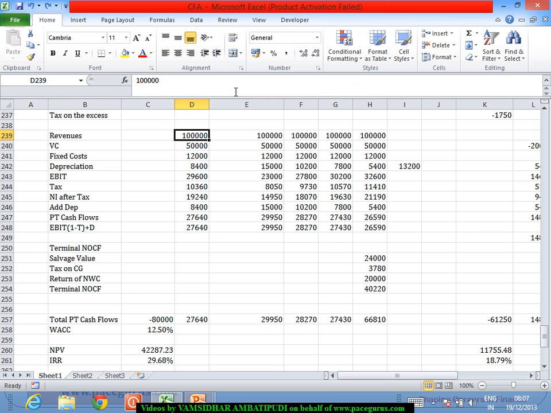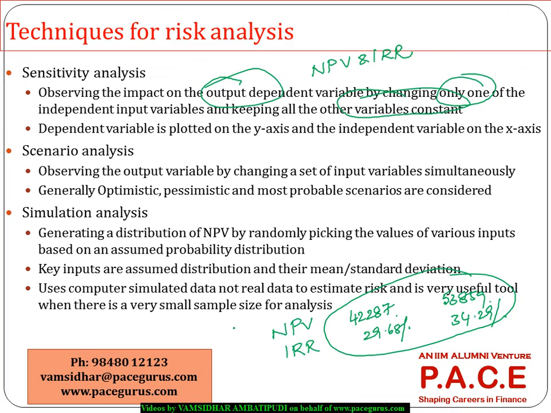But what if it goes down by that same 10%? Let's say, what if it goes down to 90,000? If all else remaining the same, let's say if this number goes down to 70, 90, what is happening? The NPV is coming down drastically.